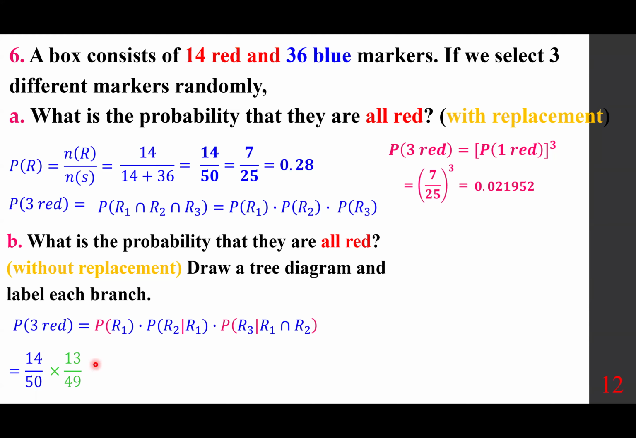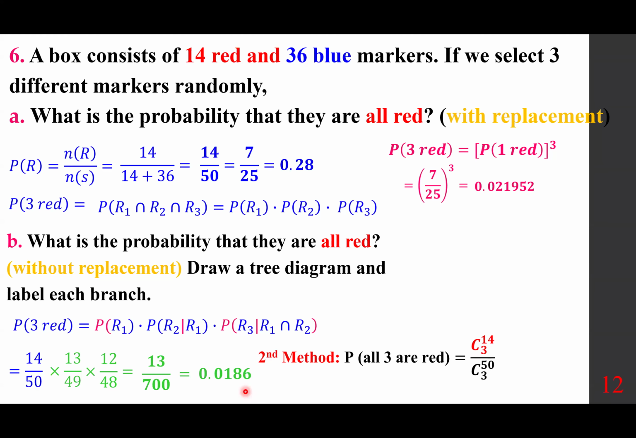Now the last one, the same thing. The denominator from 50 to 49 to 48 because 1 is gone. And the numerator from 14 to 13 to 12 because 1 red is gone. And that is the answer, and you come up with the answer, putting it into a calculator, 13 over 700 or 0.0186. And we're done. Here's the other method.